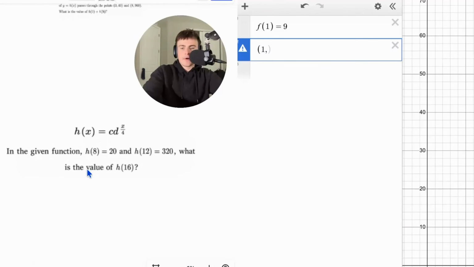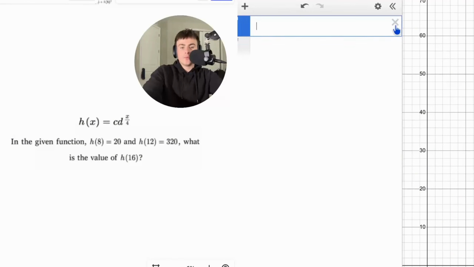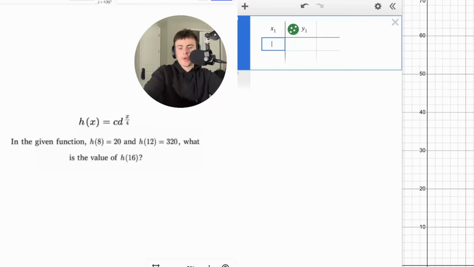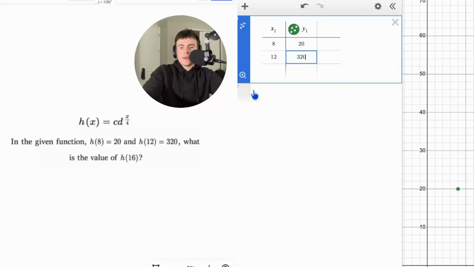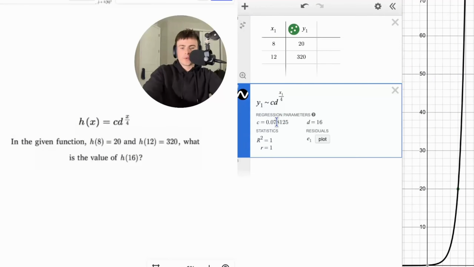It says, in the given function, h of 8 is 20 and h of 12 is 320. What's the value of h of 16? So we have 2 points here. We should use the table immediately. So 8, comma 20, and then 12, comma 320. Okay. Now, what's the value of h of 16? So I have this structure of the equation, and I have the points in a table. So once again, I want to change h of x to y1 so that I can match the table and use the points, right? So y1 tilde c d to the x over 4 power. Perfect. What's the value of h of 16? Well, I don't know yet, but I do know that I have c and d.